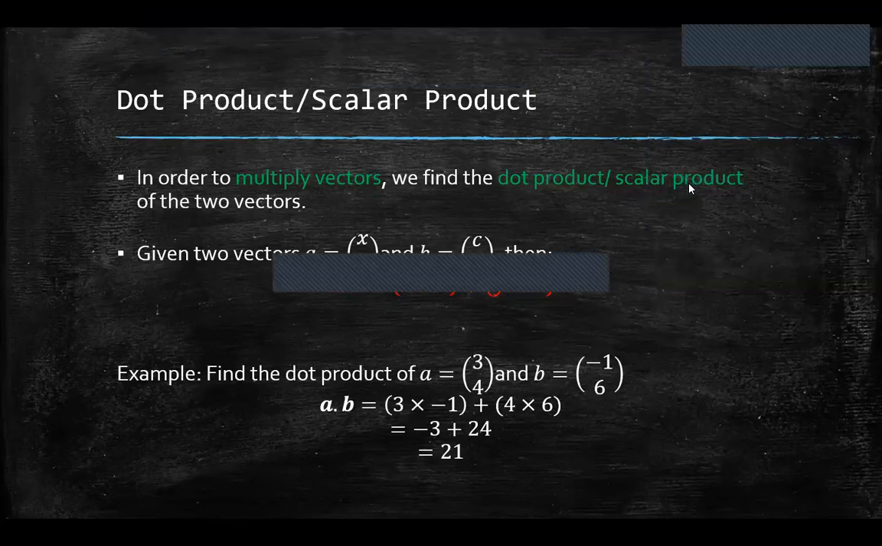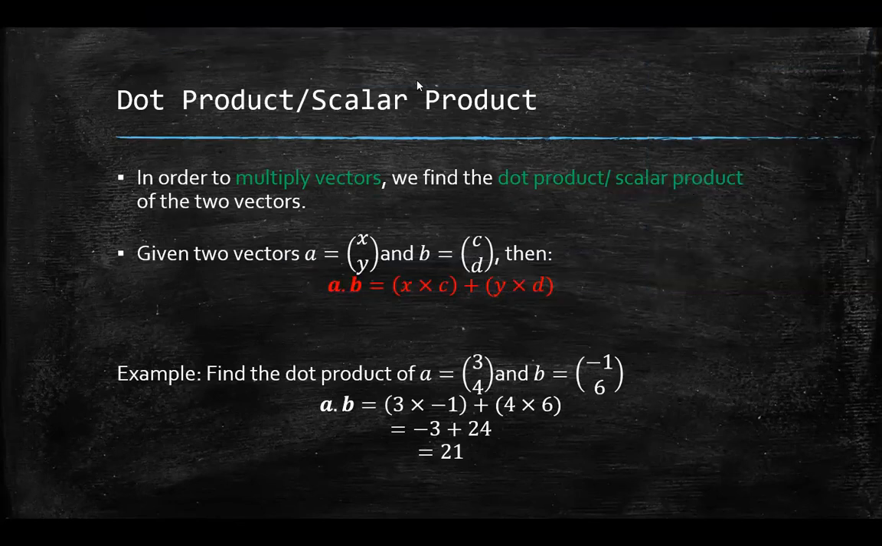So last class, we spoke about the dot product, and we said it's also called the scalar product. And what exactly is that? Well, that's what we use in order to multiply vectors. So if I want to multiply two vectors, and for your exam, you'll be required to multiply two vectors, I would find the dot product or the scalar product.